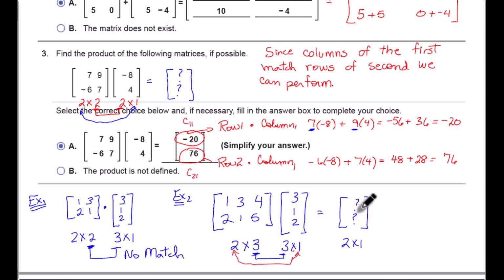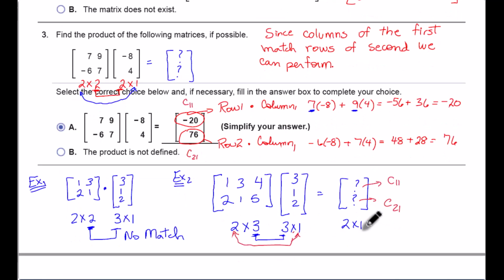So again, this place is C11. So I would need first row multiplied by first column. This element is in the second row, first column. And so I would take the second row, multiply it by the first column to figure out what that item is.